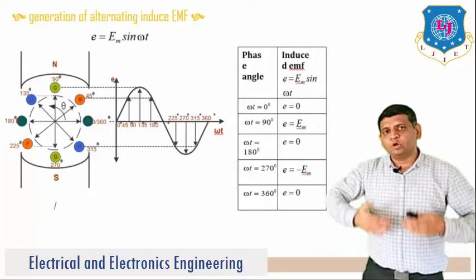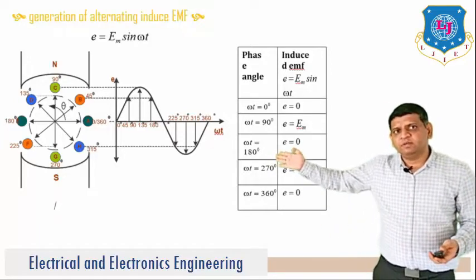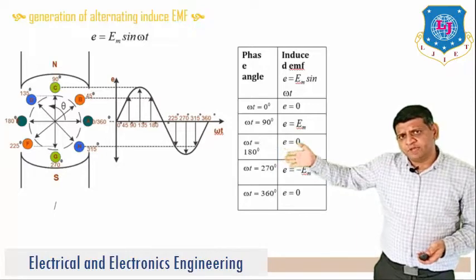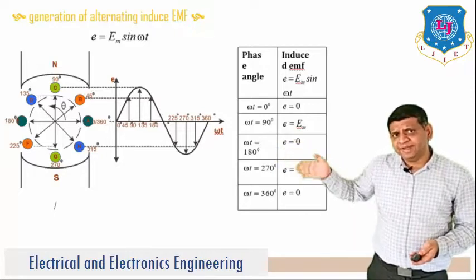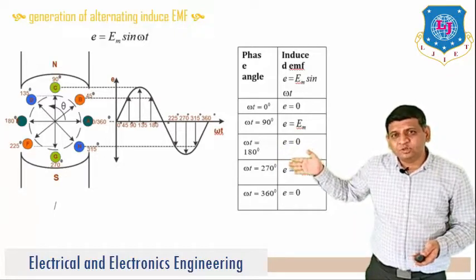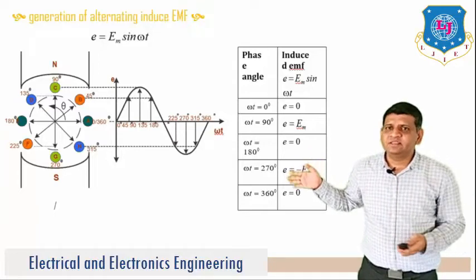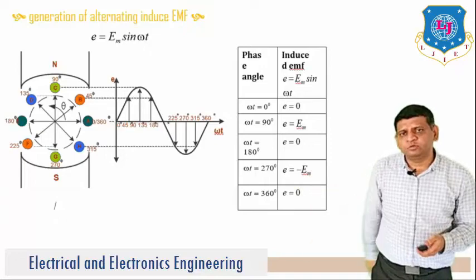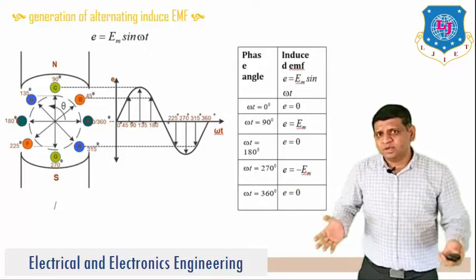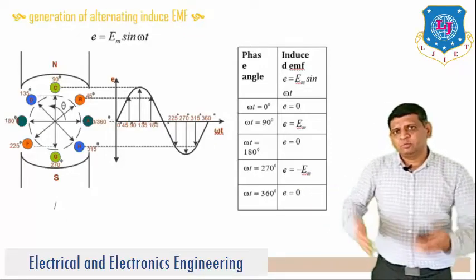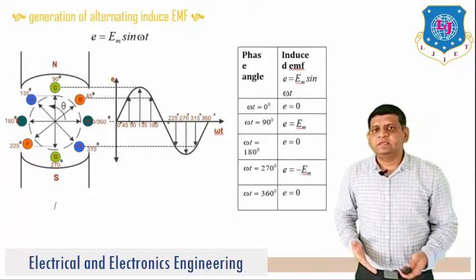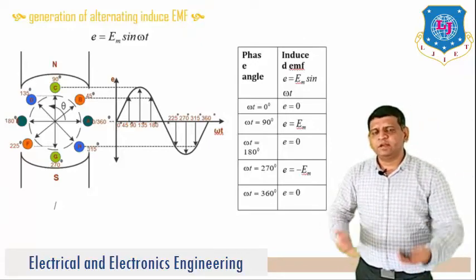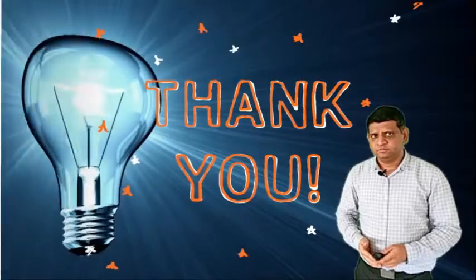So if you want to plot all these values, you can straight away find this waveform where at angle 0 the value of E is equal to 0, at angle 90 E reaches the maximum value which is plus Em, then minus Em, and again it will come to 0. So this quantity is again an alternating quantity. So in this way you can generate an AC signal simply by applying Faraday's law of electromagnetic induction, right.